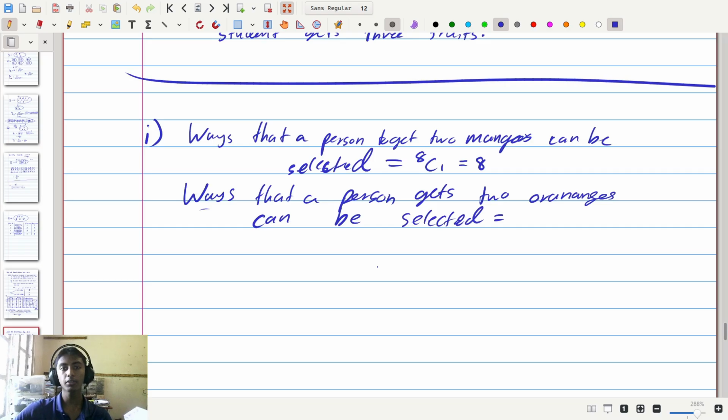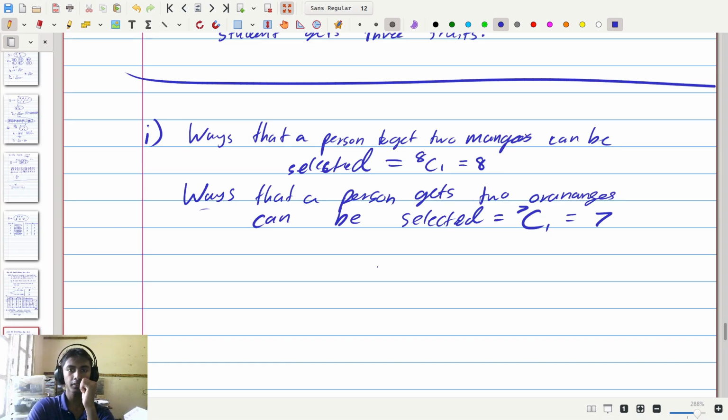We are selecting from the total number of 7 people that are left over after we selected the one guy to get the 2 mangoes. So therefore we have 7 total choices. We have to choose one, so therefore 7 choose 1, which is going to be just 7. So the different number of ways we can choose the second guy that gets the 2 oranges is going to be 7.